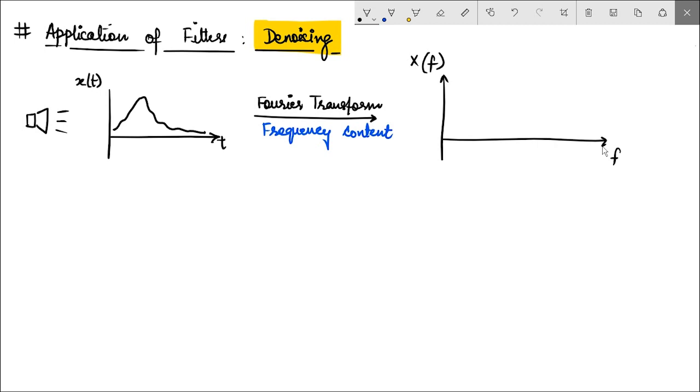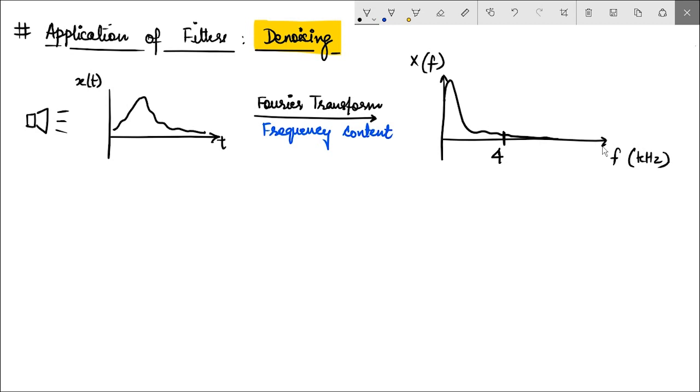If this is a voice signal, the Fourier spectrum would more or less look something like this. The majority of power of a voice signal is concentrated below 4 kilohertz, because the typical bandwidth of human voice is about 3 to 4 kilohertz. So majority of the power of a voice signal will be concentrated below 4 kilohertz. So this is typically how the frequency spectrum of a voice signal will look like.